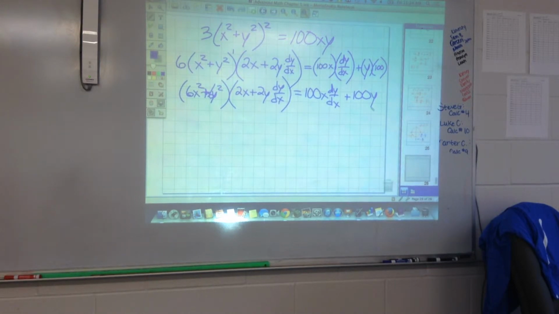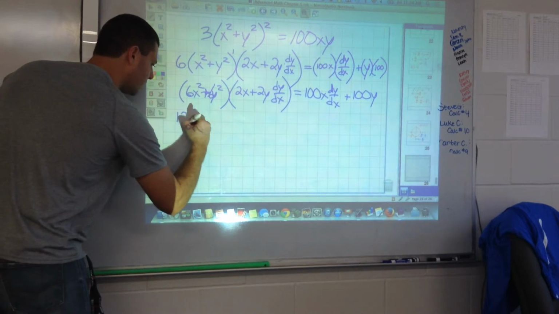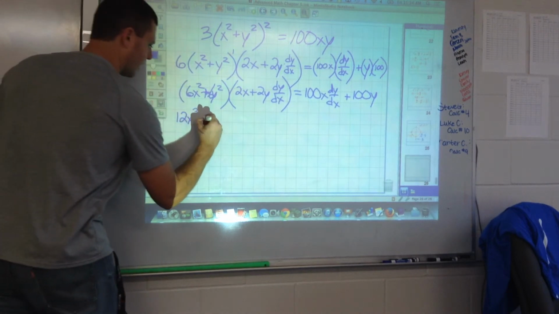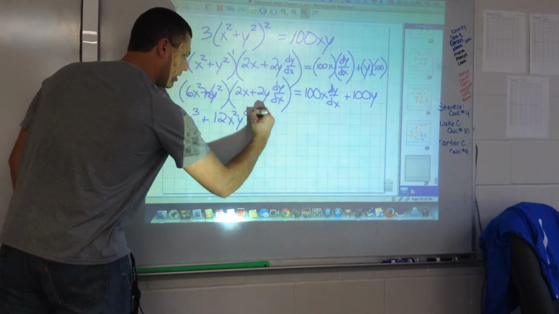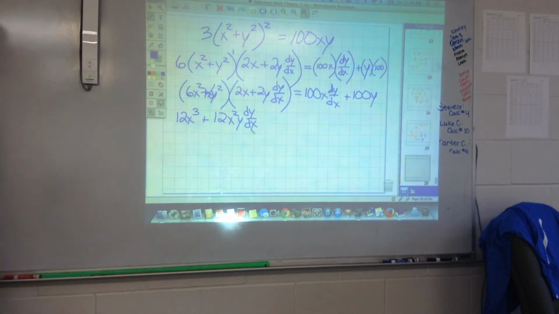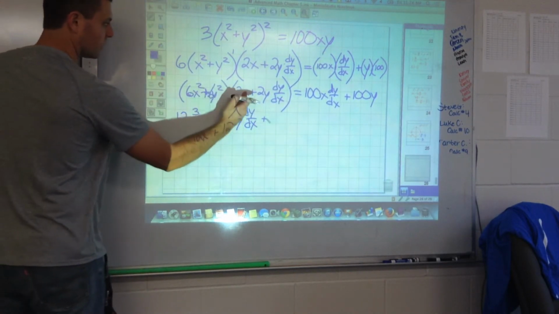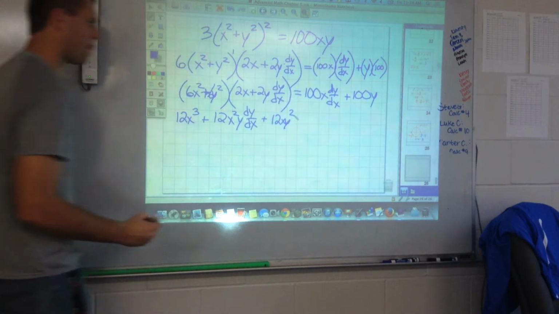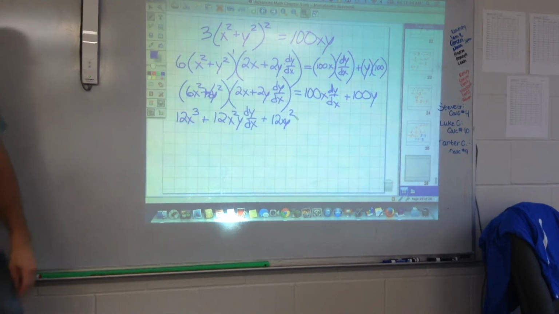What do you think? Foil it, yep. 6x squared times 2x would be 12x cubed. 6x squared times 2y dy dx, well, that's not real clean, but it is what it is. 12x squared y dy dx. Plus 6y squared times 2x would be 12xy squared. And then the last would be 12y cubed dy dx.